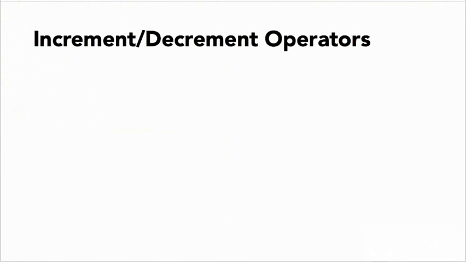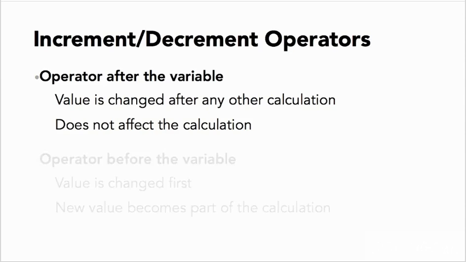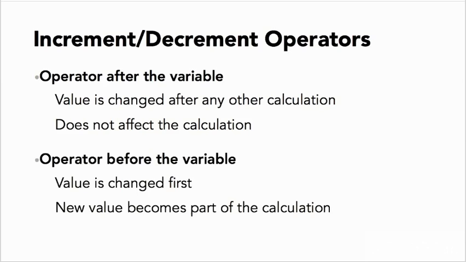At first sight, the behavior of the increment and decrement operators seems odd, but it's easy to remember. When the operator is after the variable, the value is changed after any other calculation. The new value doesn't affect the calculation, and it doesn't become available until after the calculation has been completed. But when the operator is before the variable, the value is changed first, and the new value becomes part of the calculation. This confuses many beginners, so make sure you understand the difference made by the position of the increment and decrement operators.